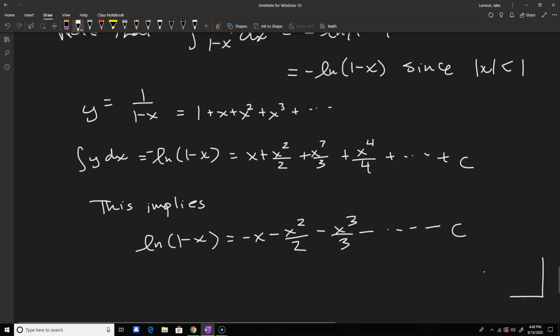So that is how you can use that power series to generate some other ones. And the same tricks work for other power series, whether it's substituting, multiplying, or differentiating or integrating. So that's how we can find quite a few power series.